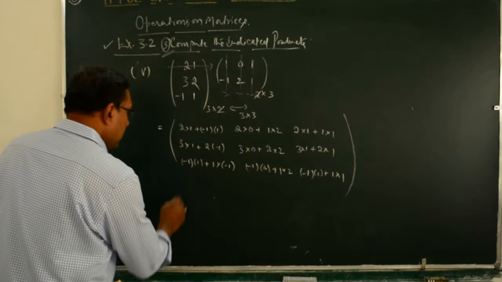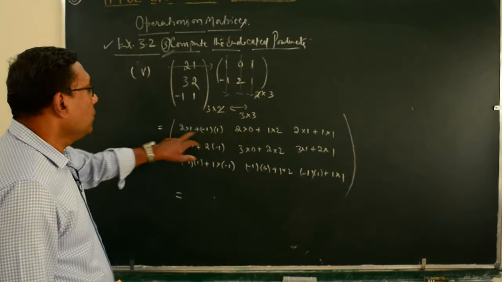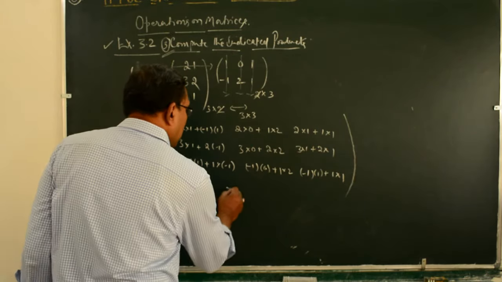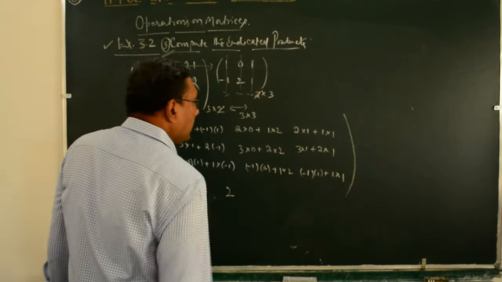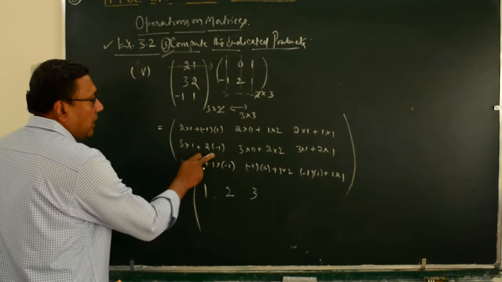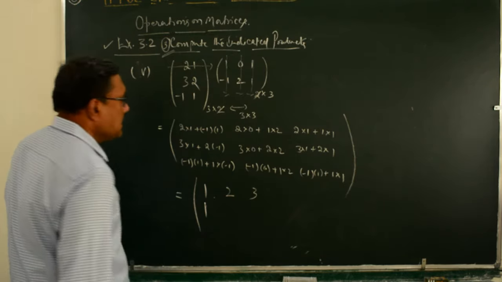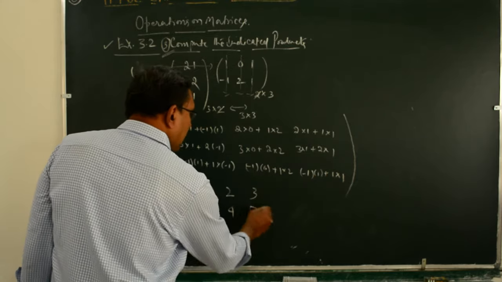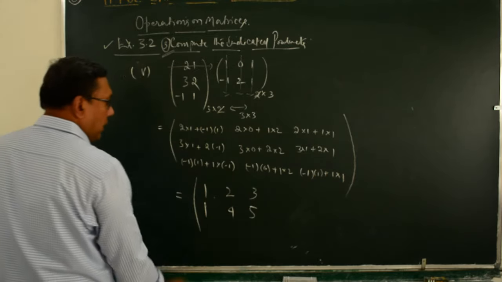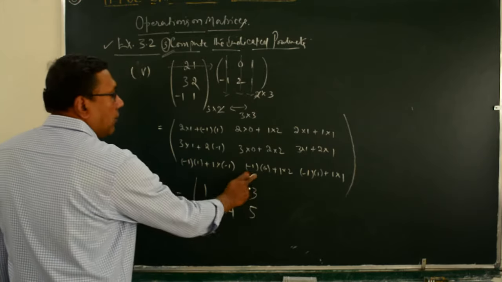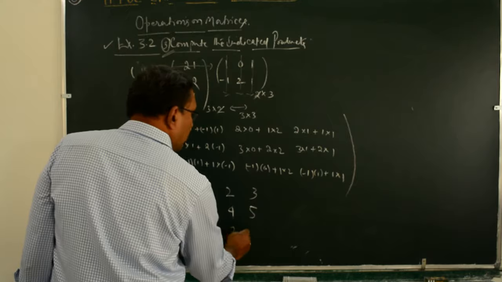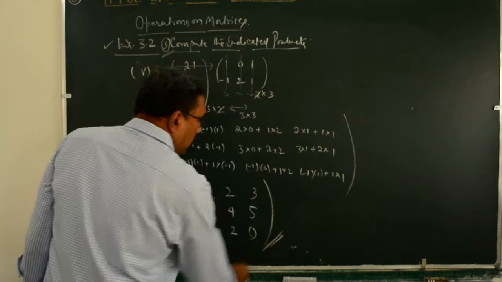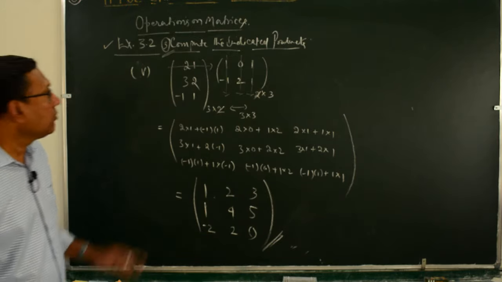Let us find out the resultant matrix. 2 minus 1 is 1. 1 into 2 is 2, 2 into 1 and 1 is 3, and 3 into 1 minus 2 is 1, 3 into 0, 2 plus 2 is 4, 3 into 1, 2 into 1 is 5, 1 minus 1 and minus 1 is minus 2, and minus 1, sorry, 1 into 2 is 2, minus 1 and plus 1 is 0. This is the resultant matrix for problem number 5.